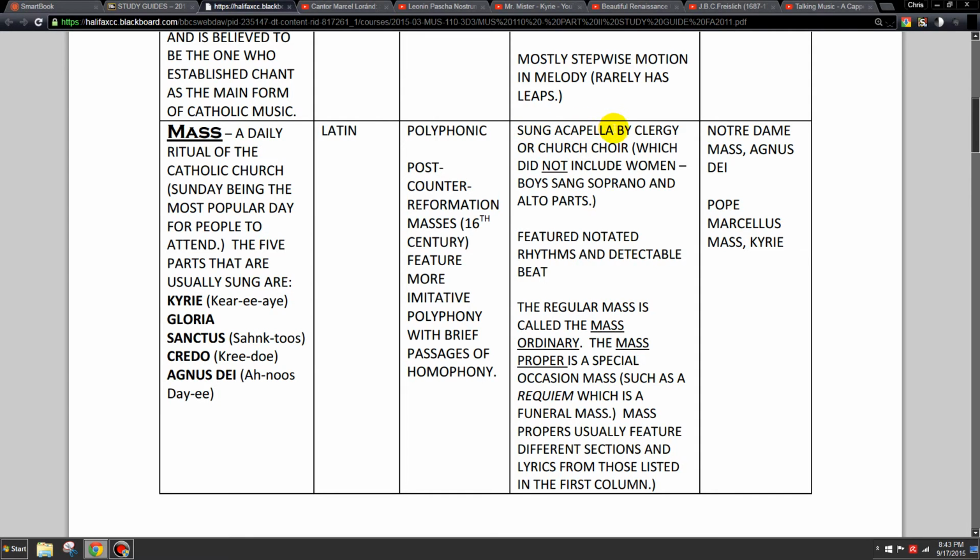It's still sung a cappella, still don't expect to see instruments. Now, the Protestants didn't have a huge problem with instruments. You see, in the early days, they didn't use a whole lot because many of the early Protestant practices were based on what the Catholics did.